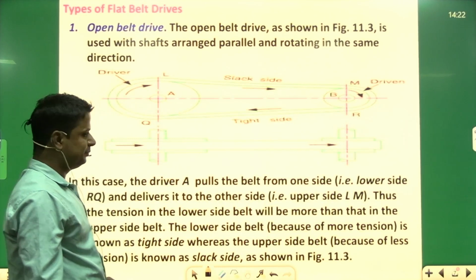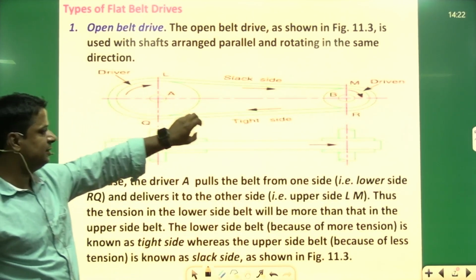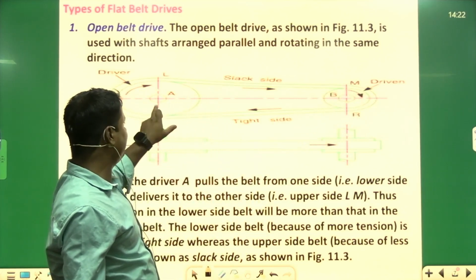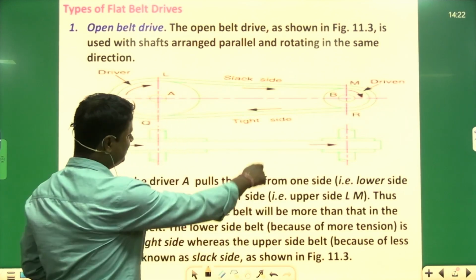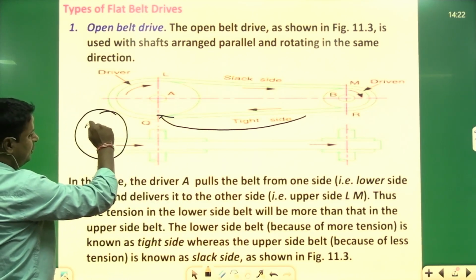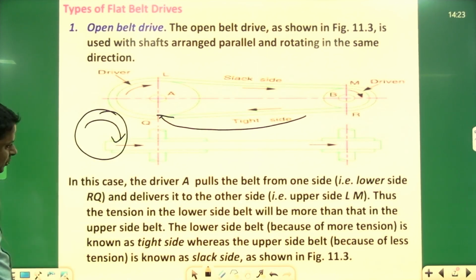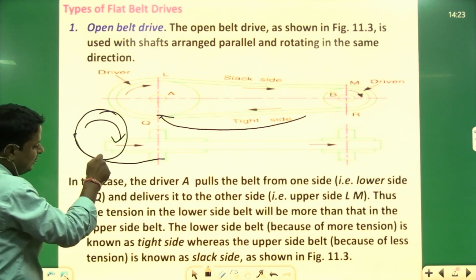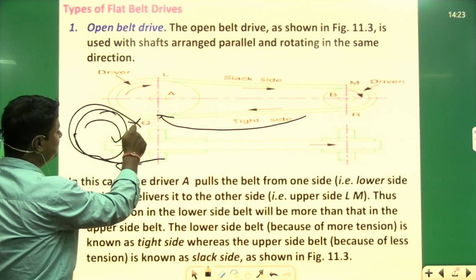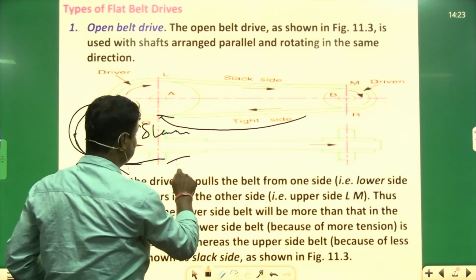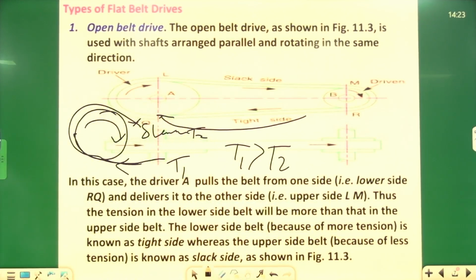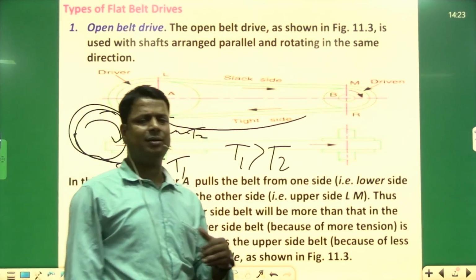Look here, if one drive is connected with another drive, it means there is a transfer of power from one drive to another drive. It means tension is created here. Look, if the motion is in this direction and we pull from here, this is the tight side, with tight tension. If we release it here, this is the slack side, meaning less tension. If it is T1 and T2, then T1 is greater than T2. Now it's clear. Now moving further.